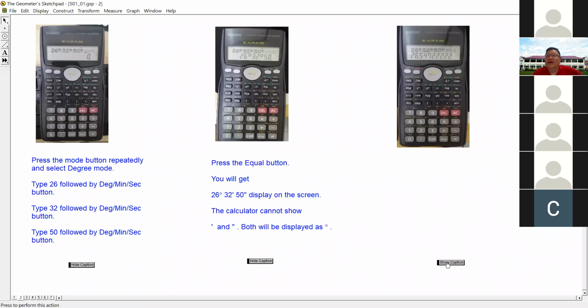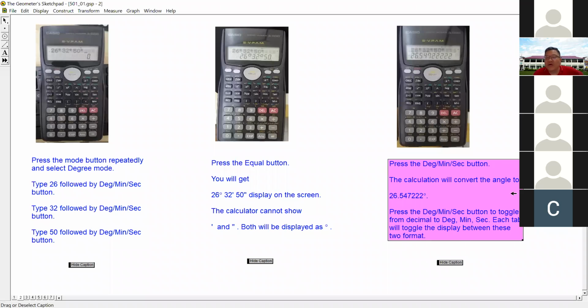Uneven. Okay, right. We come to this one. To convert this to degrees, you have to use this toggle button, degree, minute, second. So the display is like this. Can you see my arrow here? The display is like this.